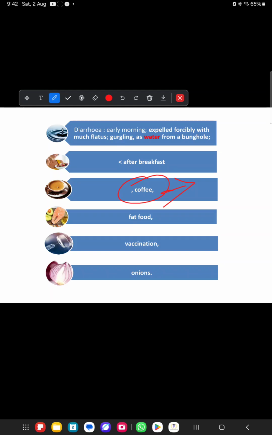But in case of fluoric acid, you will find that warm drinks or coffee will always produce diarrhea. So we can think about it. But these symptoms we can also correlate with another medicine: diarrhea after every cup of coffee or tea. Which medicine? Cyclamen. Yes, very good, Hina. Cyclamen is the medicine. Just try to remember.